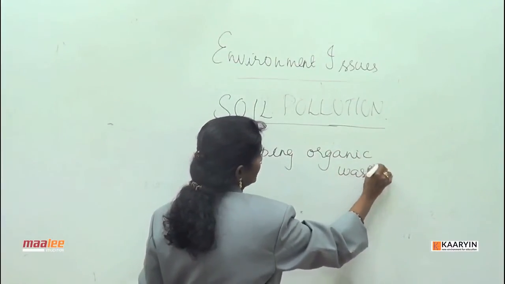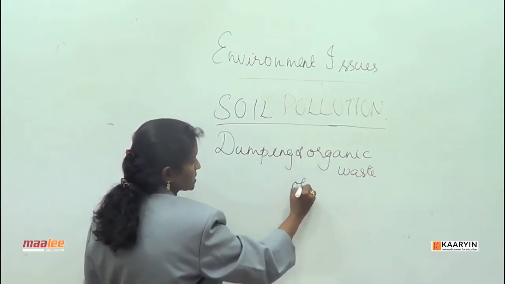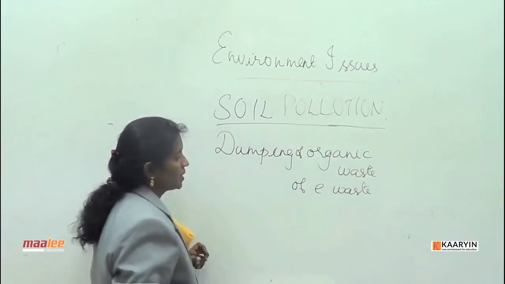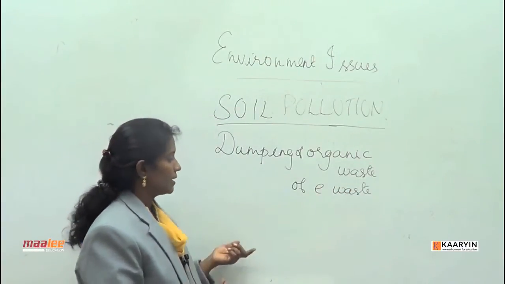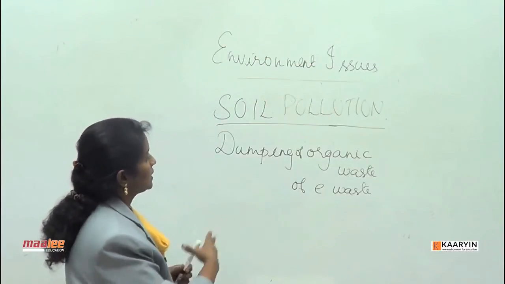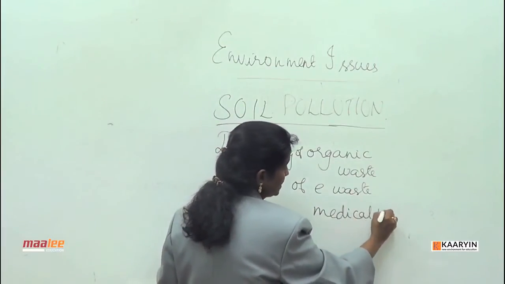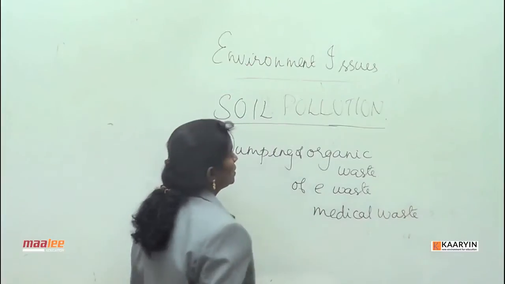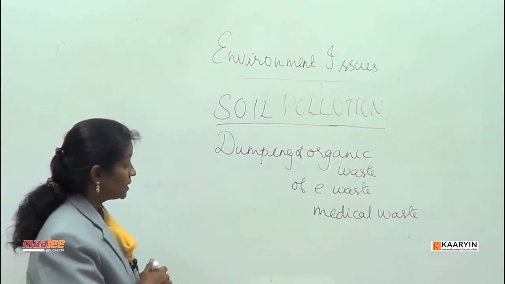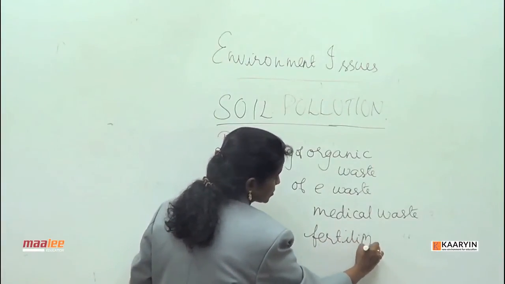Apart from that, there is also dumping of other waste like e-waste, that is all the waste coming from circuit boards and pen drives and all that, and then organic waste, and medical waste. Medical waste should be properly treated before discarding it. Organic waste, e-waste, medical waste, and also fertilizers and pesticides are other reasons for soil pollution.